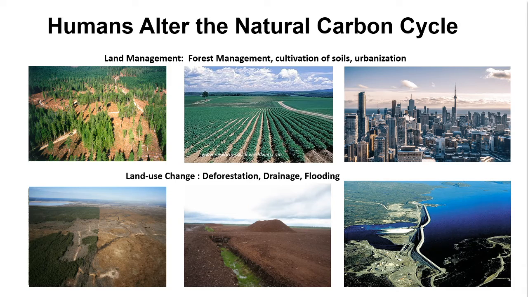Humans altered the natural carbon cycle in many different ways. The impacts of human activities have long-term impacts on carbon stocks and net emissions, as well as removals and transfers of carbon. The most significant human actions are forest management, cultivation of soils, deforestation, drainage, and urbanization.